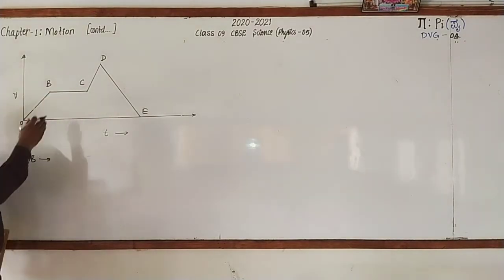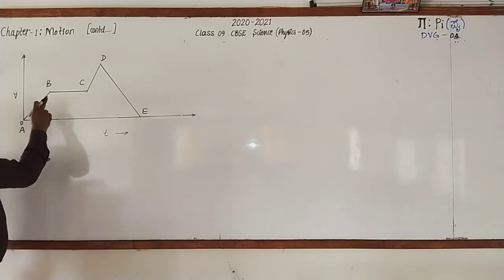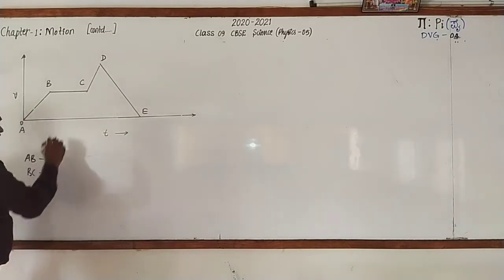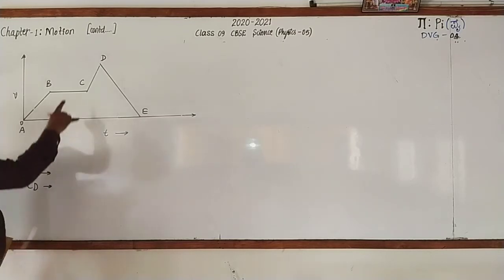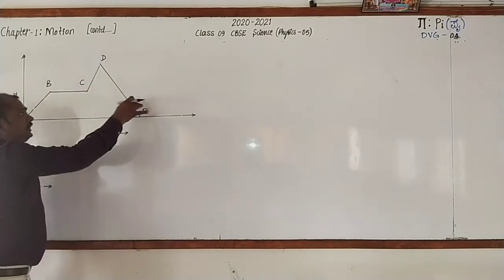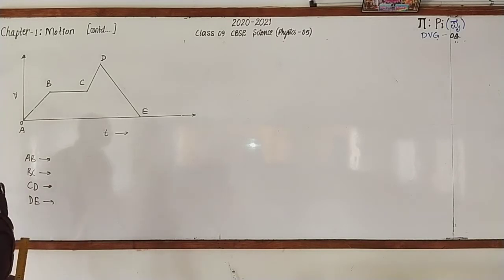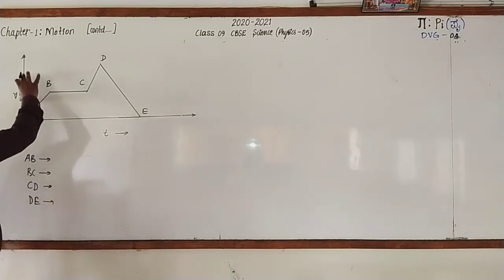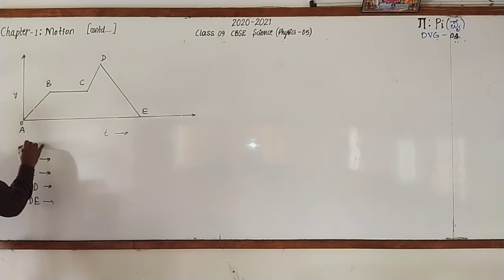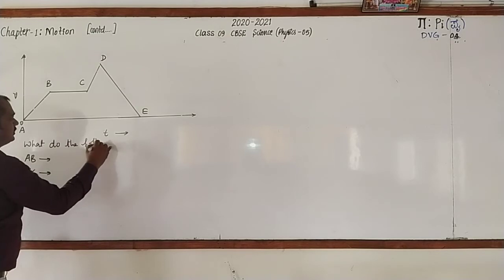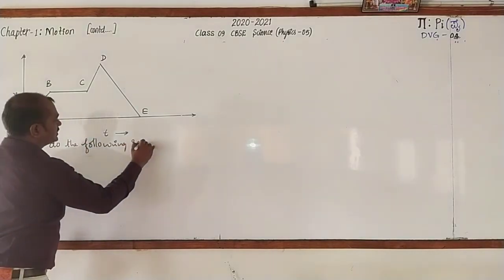Then BC. Then here the body is moving with a constant speed. Which part represents that? It is BC. So BC is constant velocity. What about CD? Again it is uniform acceleration. DE, it is uniform retardation. So in the examination the question will be given like this. Giving you the graph, they'll ask you the question, what do the following represent?